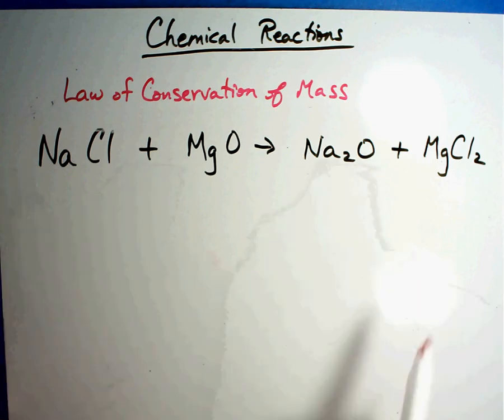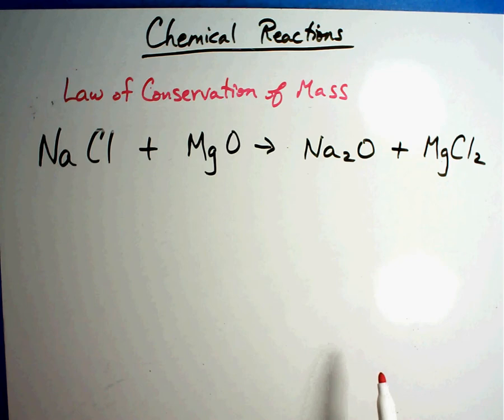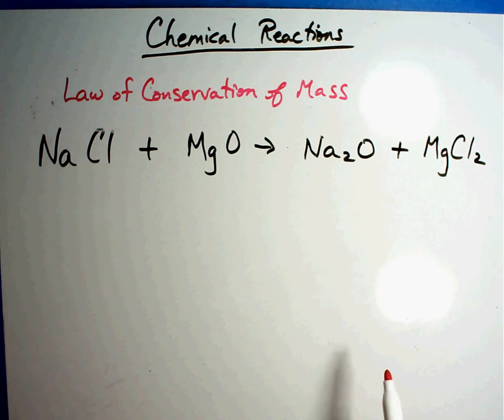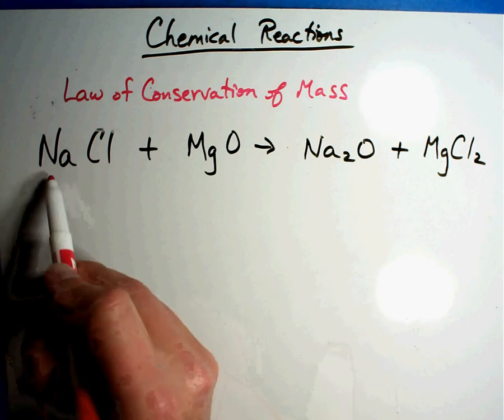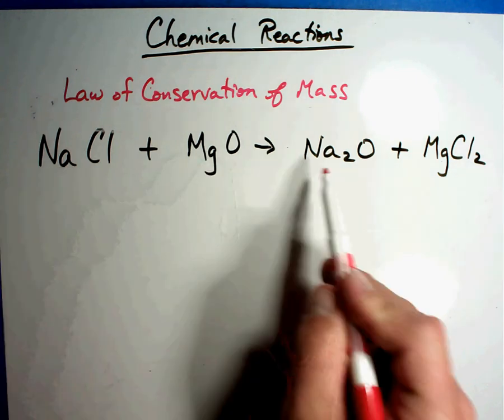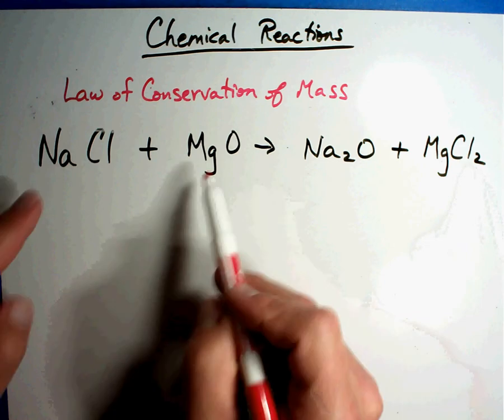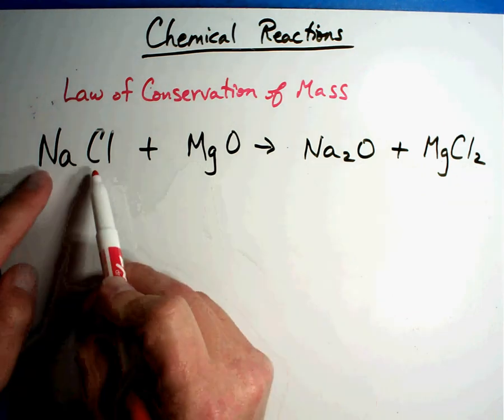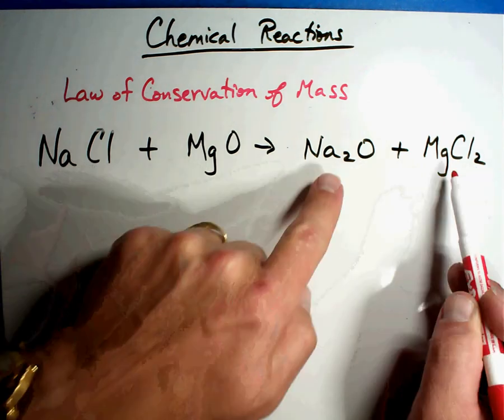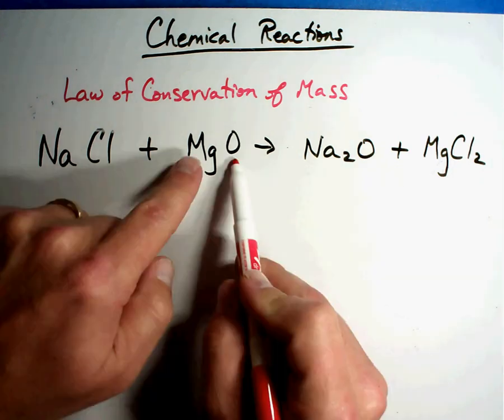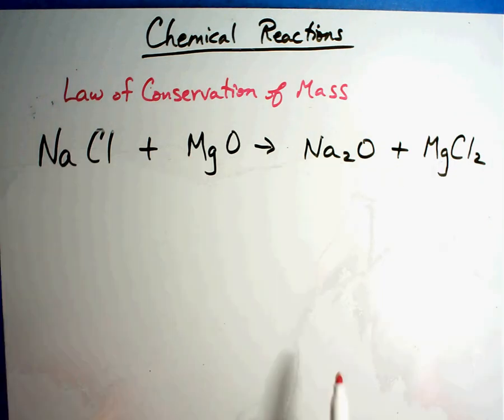Here's an equation. Take a second, pause the video, and write this equation down. All right, here's how the law of conservation of mass works. However much you start with is how much you're going to end up with, except they've moved around a little bit. You'll notice Na is with Cl, and it's not with Cl anymore. Mg is with O, and they're not together anymore.